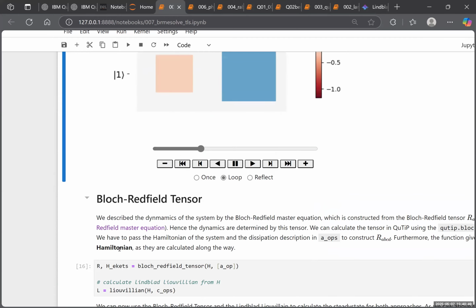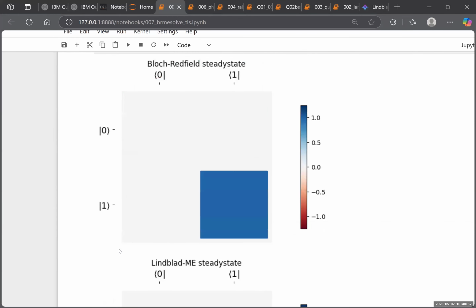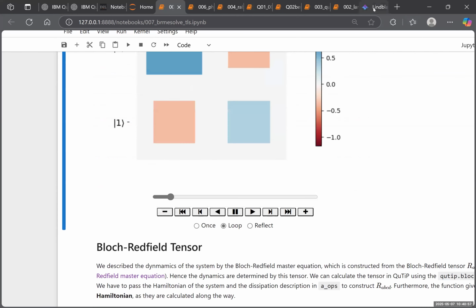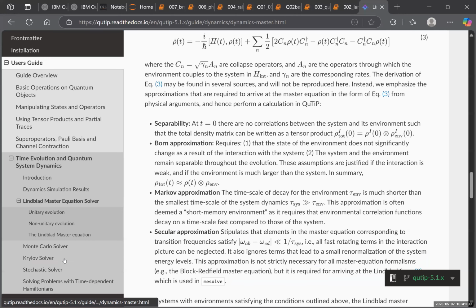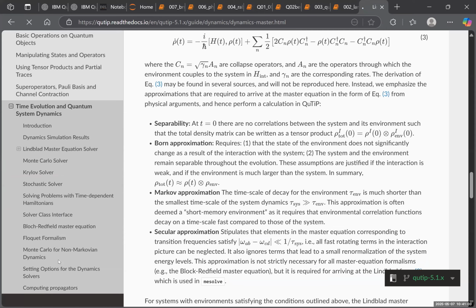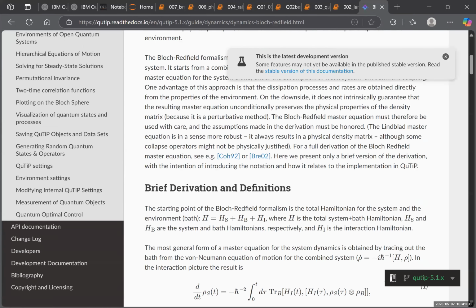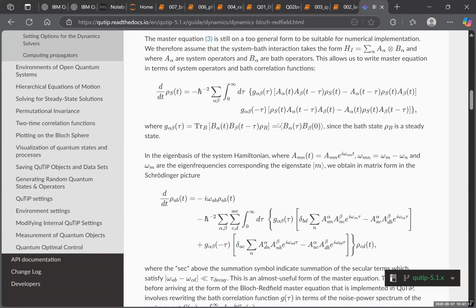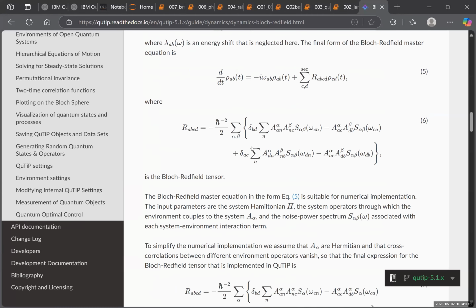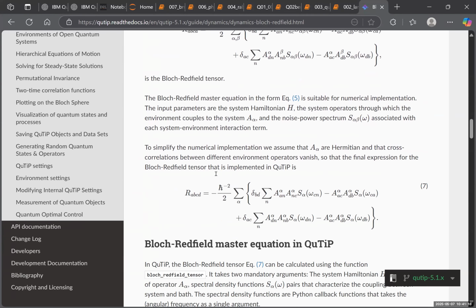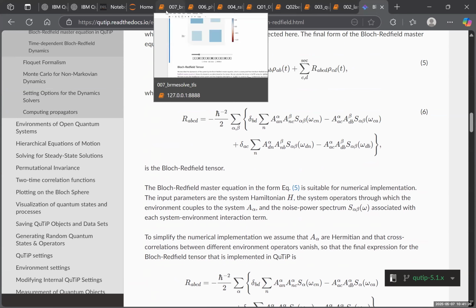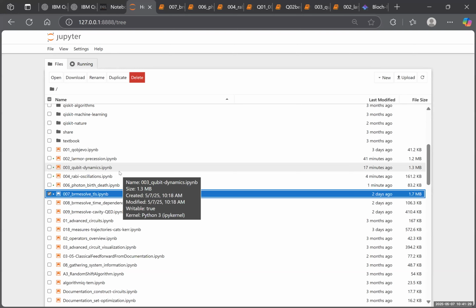So let me not go over this Redfield tensor. There's more information probably here, on the Bloch-Redfield master equation. There is a tensor there. So yeah, don't worry about this. If you are doing research in this, you can probably dig it out later.